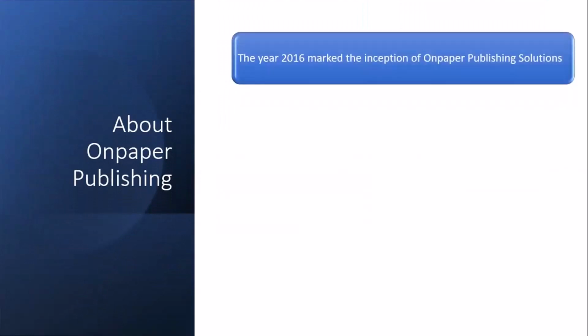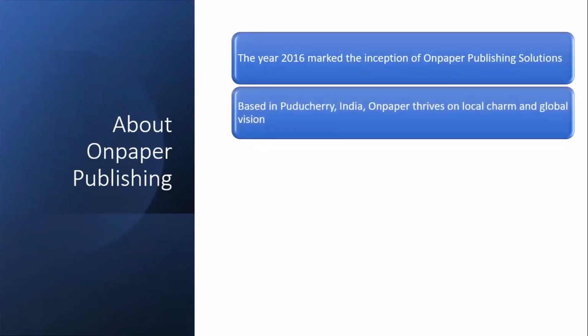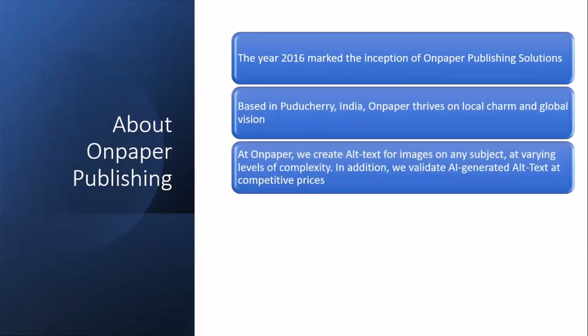In on-paper publishing, we started in 2016, and we have created alt text for images on different kinds of subjects with different complexity levels. In academic subjects, for example chemistry or physics, the complexity is more. I showed you some simple examples, but there are even other complex biology diagrams, chemistry, physics, and math. So there are complex levels of diagrams. We are experts in writing for various levels of complexity, and we can also validate AI-generated alt text in our company.